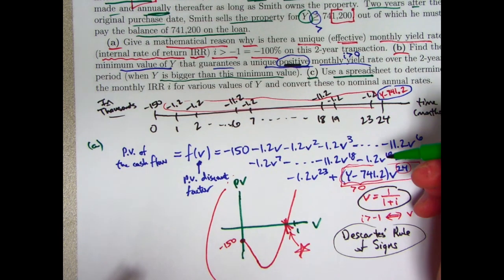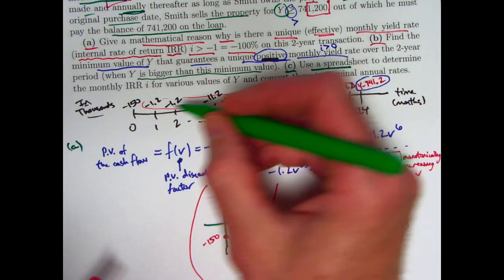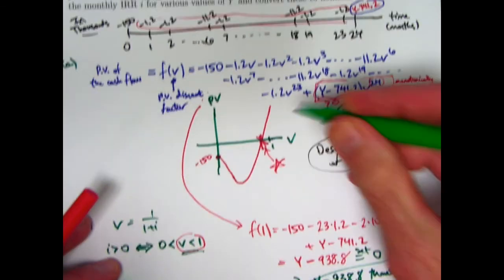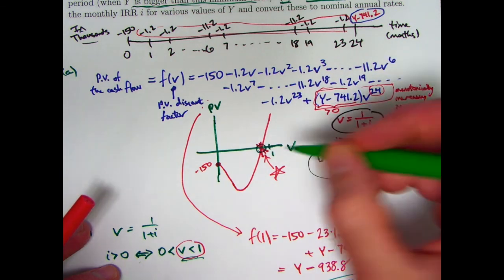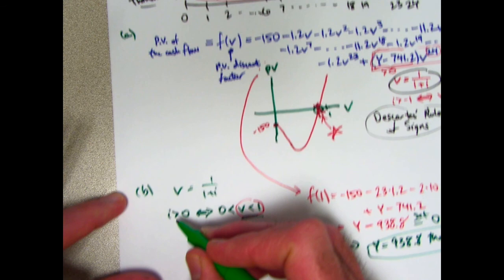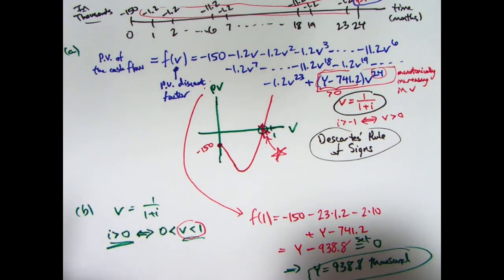That is the minimum value of Y that's going to guarantee a unique positive monthly yield rate, as long as Y is actually bigger than that minimum value. If Y is anything bigger than this, then this is going to be positive, which means the graph is going to look like this, which means there's going to be a unique value of V less than 1 where this has a root, which means there's going to be a unique value of I bigger than 0 where it has a root.